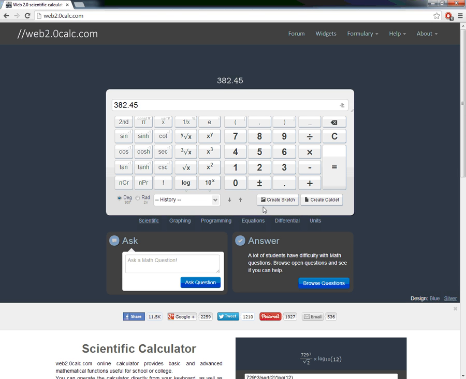It's 382.45. That was our original debt. We returned an item for $25.10. And then we returned another item for $34.50. Then we added $45, and we added $98.17.